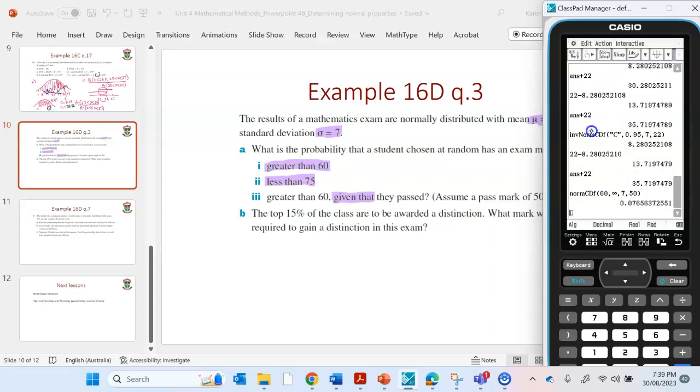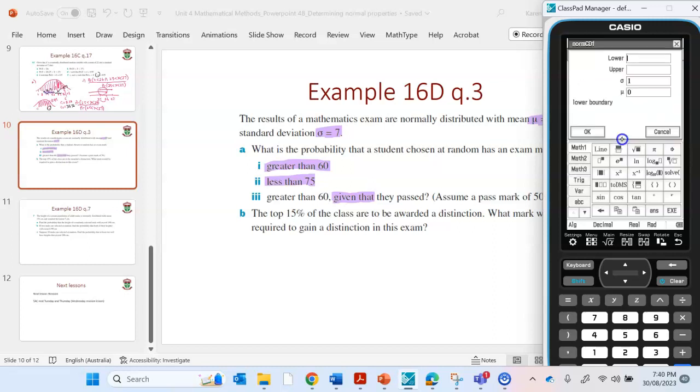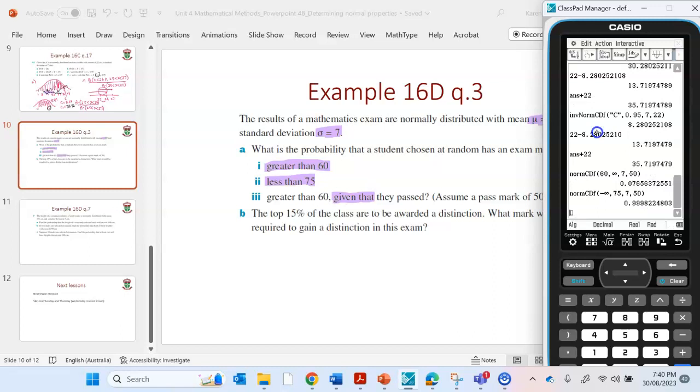There it is, 0.07656 and so on. Less than 75, so we go back. This time our lower limit is negative infinity, our upper limit is 75, our standard deviation is 7, and our mean is 50. There we go. You can see the majority of people are less than 75 on the exam. So 75 must be like the highest mark.